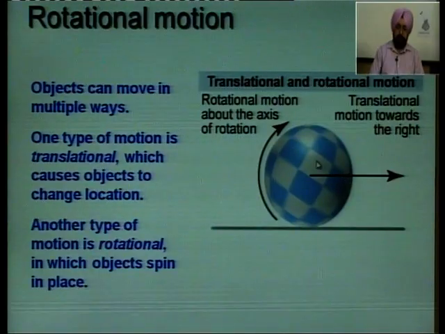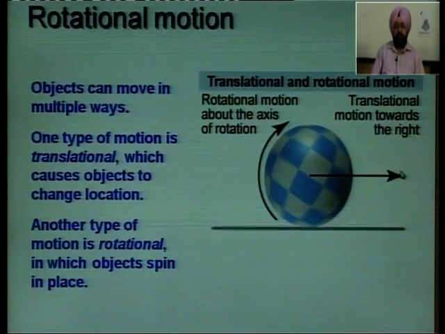If you see the football here, if it moves straight, then this is what is called translational motion. Now, if the ball rotates like this about a fixed axis, which you call the axis of rotation, then this is called rotational motion. So, in the case of rotational motion, objects spin in their place.